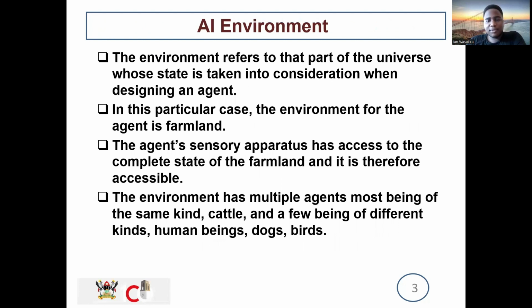And the environment for this artificial intelligence is going to be the farmland, but first I'm going to take you through the definition of an environment. The environment refers to that part of the universe whose state is taken into consideration when designing an agent. In this particular case, as previously mentioned, the environment is going to be the farmland. The agent's sensory apparatus, in this case which is the camera, has access to the complete state of the farmland and is therefore accessible. The environment also has multiple agents, most being of the same kind, such as cattle, and a few being of different kinds, mostly some human beings, some dogs, some also being birds.